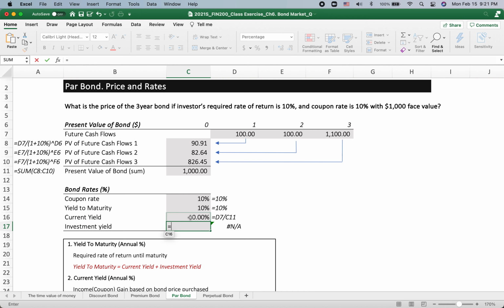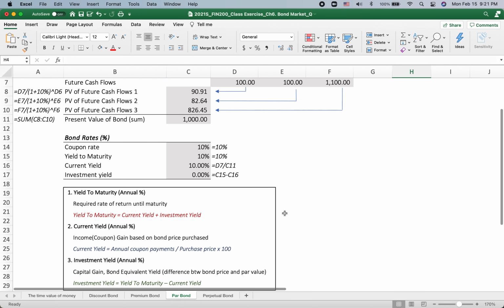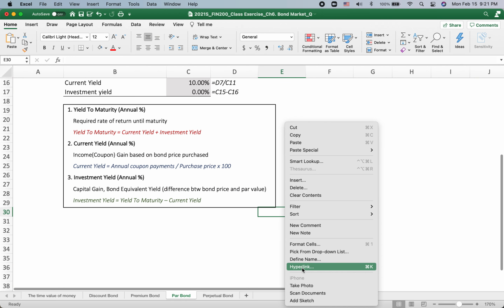So how to get the investment gain? There's no investment gain. Why? Because the current yield, which is the coupon yield, is the same as the yield to maturity. So you don't have any investment yield. You purchase at $1,000, you receive $1,000 in 3 years, but you receive a 10% coupon every year by $100 coupon payment.